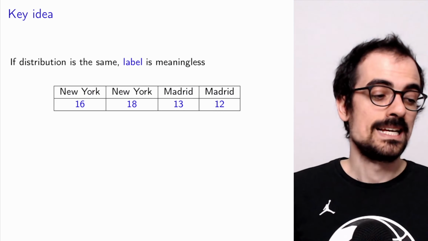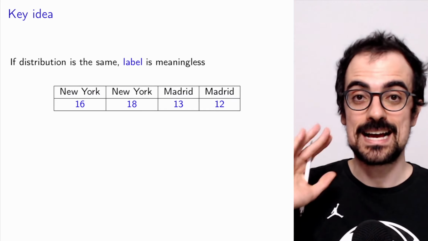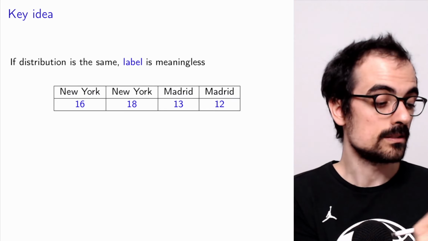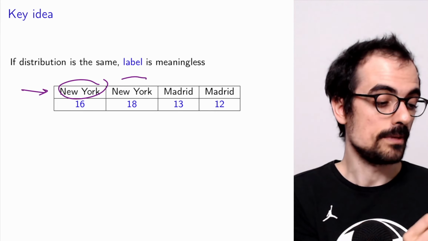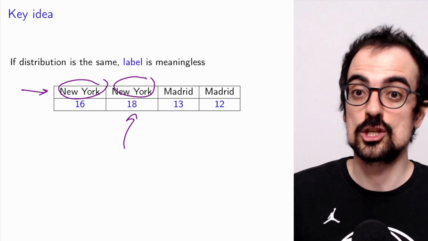So now, the key idea behind the permutation test is that under the null hypothesis, these labels are irrelevant because the prices come from the same distribution. The place does not matter.